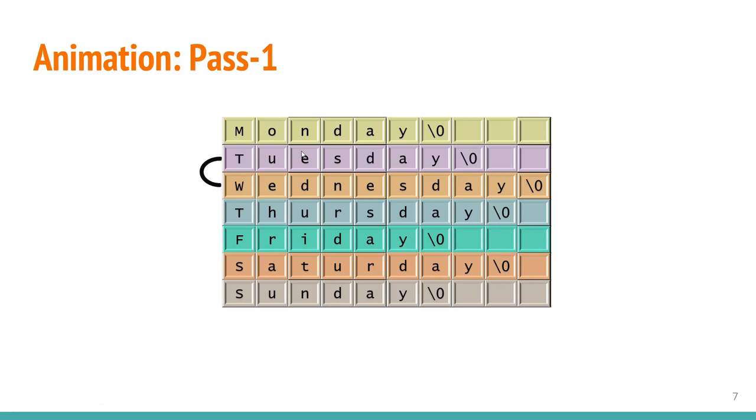So now Tuesday is compared with Wednesday. Now you can observe T and W in the alphabetical ordering. Again, T comes first followed by W, so there is no swap. Now we are comparing Wednesday with Thursday.